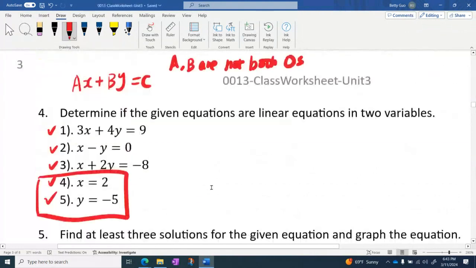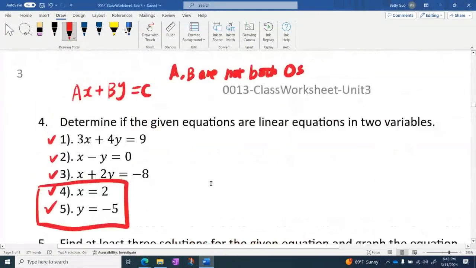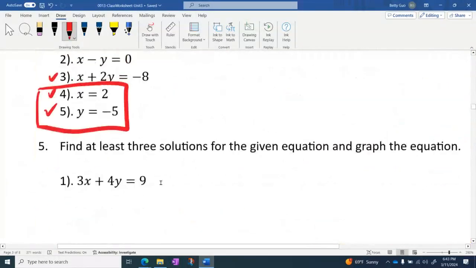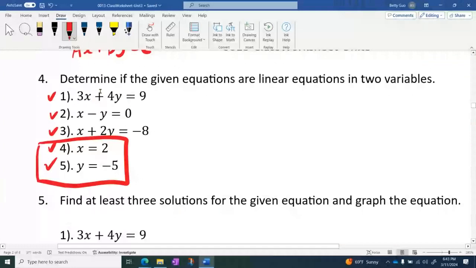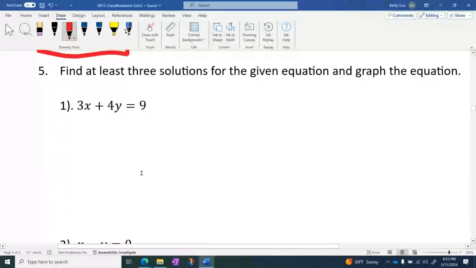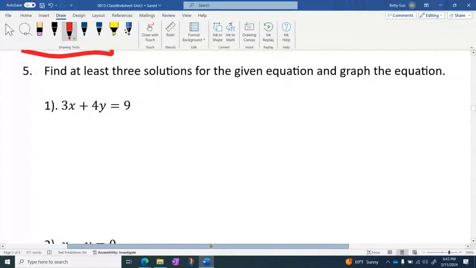Question number 5. We are talking about the same 5 equations. I'm using the same equations, but the requirement is different. In example 5, we are going to find at least 3 solutions for each equation, plot those points, and then try to graph the equation. So the goal of example 5 is to graph the equation.